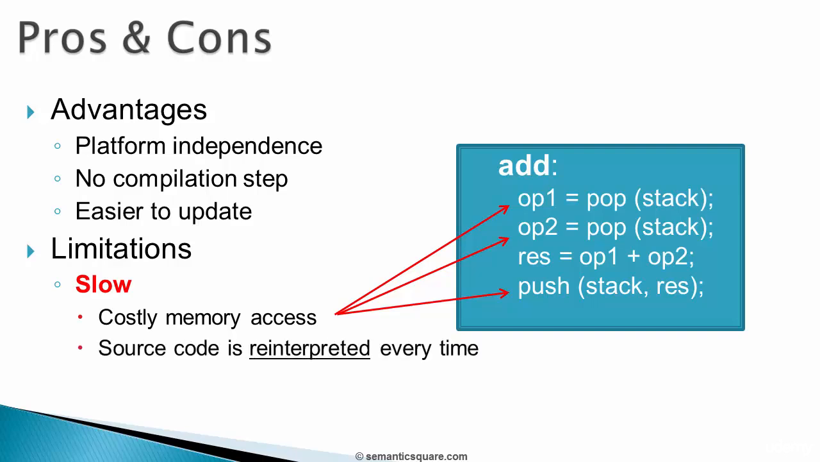Second reason for slowness is program has to be reinterpreted every single time it is run. Another limitation is that interpreter is loaded into memory along with the source code. So you have an extra program that is getting loaded into the memory. I don't think it's a big deal, but it is just something we need to know.